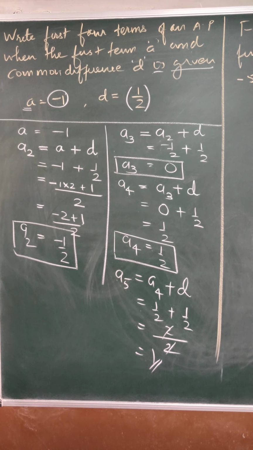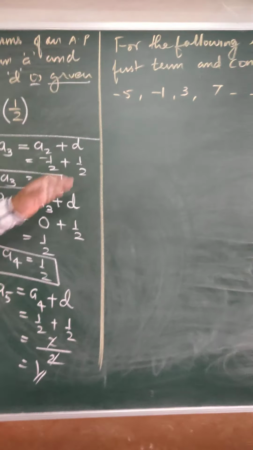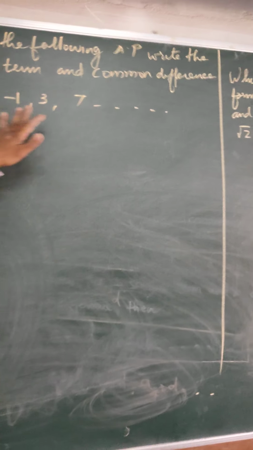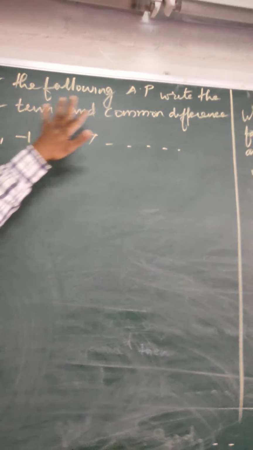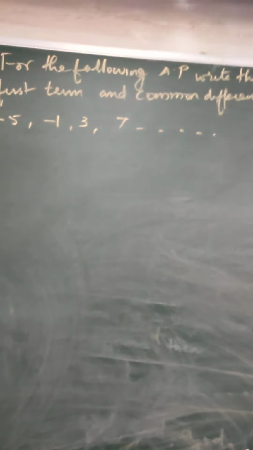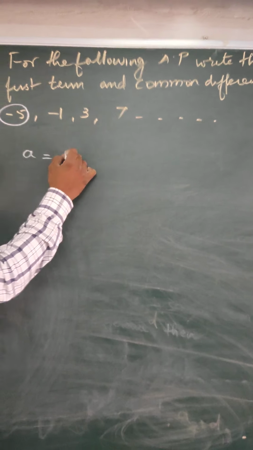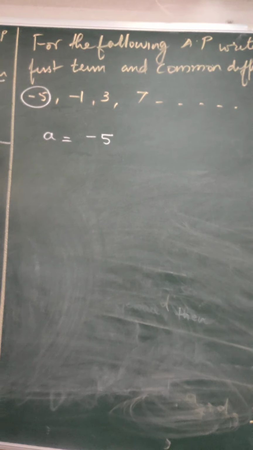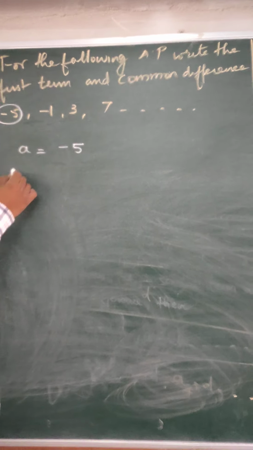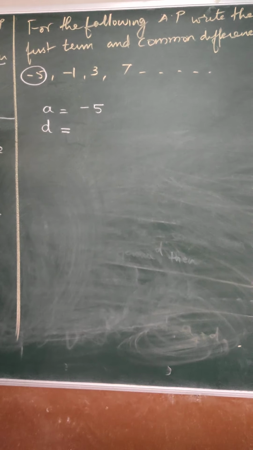Now let us take the second question. The second question goes like this. For the following AP, the AP is given to you and you have to write down the first term and the common difference. This is a very simple question. You just have to write down the first term. The first term is denoted by the letter A, and it is the very first term, which is -5.